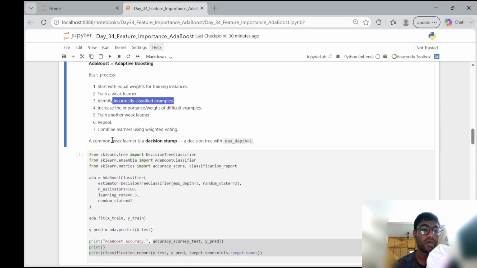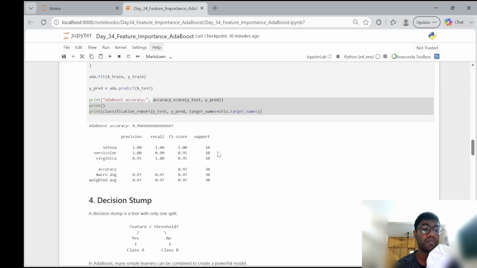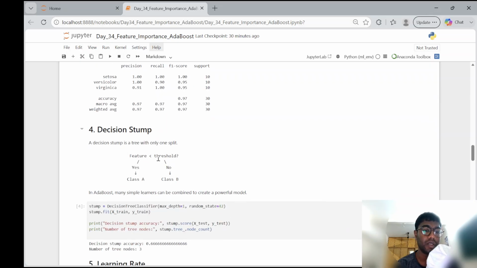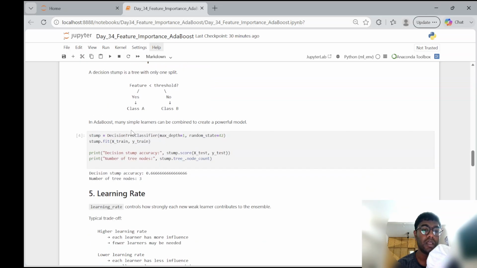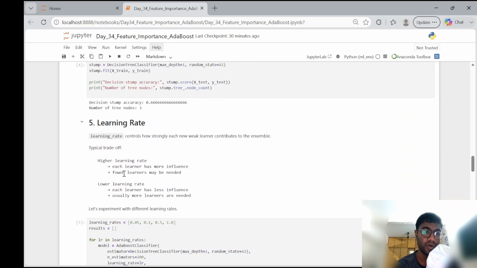A common weak learner is a decision stump, which means a decision stump has only one split, either yes or no. In AdaBoost, many simple learners can be combined to create a powerful model. That's what we are looking at. The learning rate decides how much influence each learner has, while fewer learners may be needed in case of a high learning rate. In case of a lower learning rate, each learner has less influence. At the same time, usually more learners are needed.